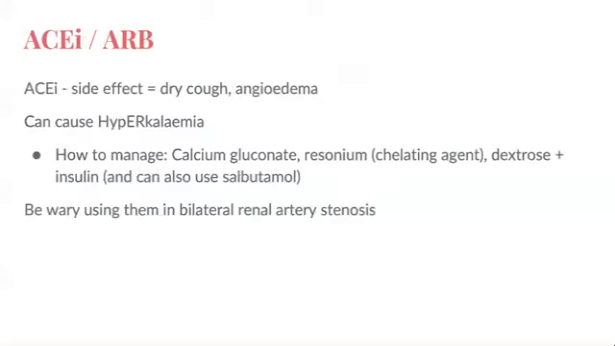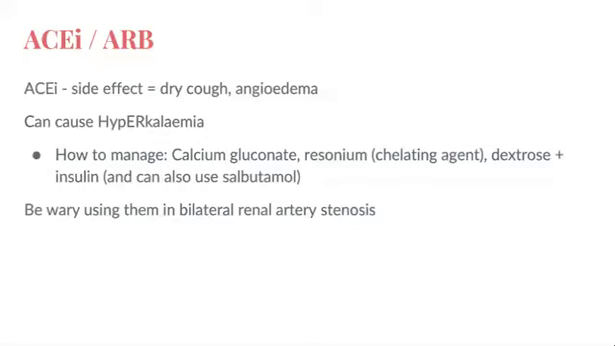Okay, so for the ACE inhibitors, their side effects are, as you are hopefully aware from previous years, dry cough and angioedema. The ARBs don't have that effect of dry cough or angioedema, and so you might actually prefer to use an ARB first line. You should know that they can cause hyperkalemia. So if someone's on an ACE inhibitor and they have hyperkalemia, you might want to inform them about reducing potassium supplements, and you want to be managing that.